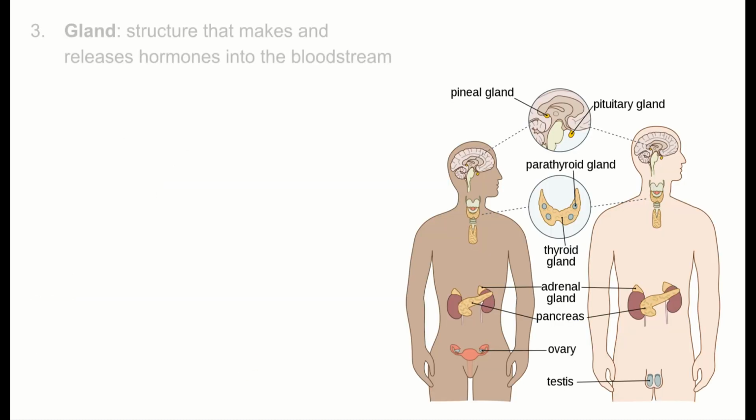So what releases those hormones? Detail 3, that's a gland. A gland is a structure that makes and releases hormones into the bloodstream. And you can see from this diagram, there are glands all over your body. Let me tell you about some of the important glands.